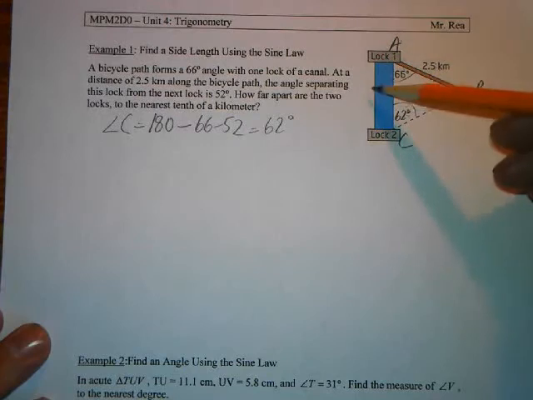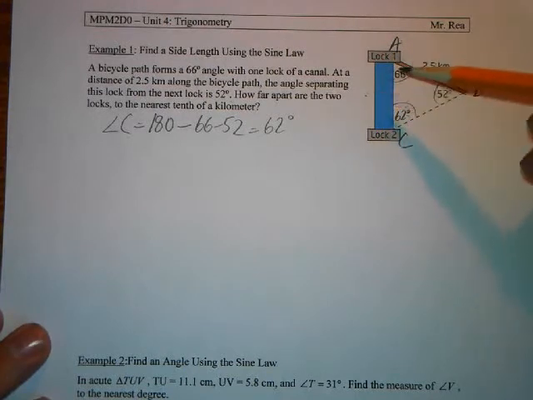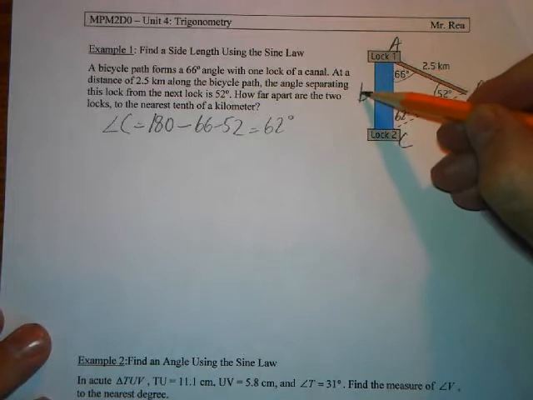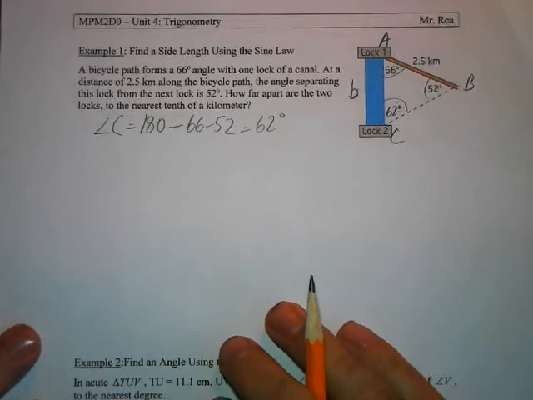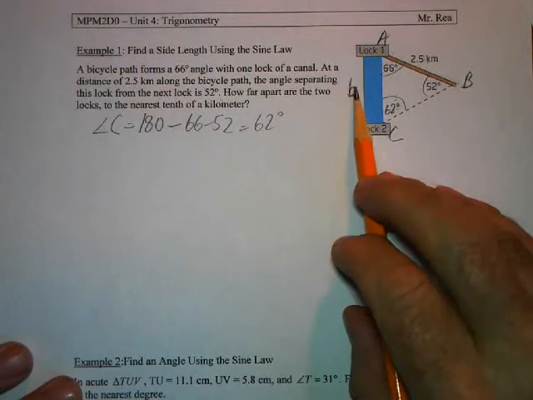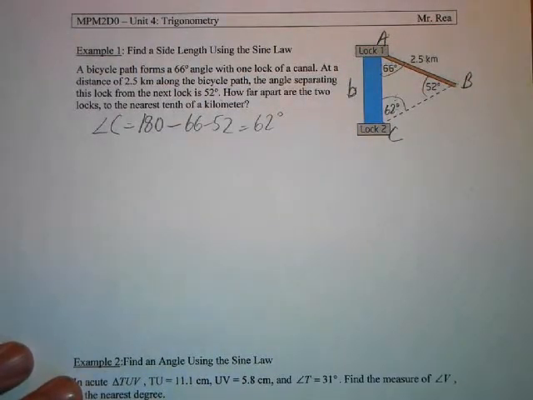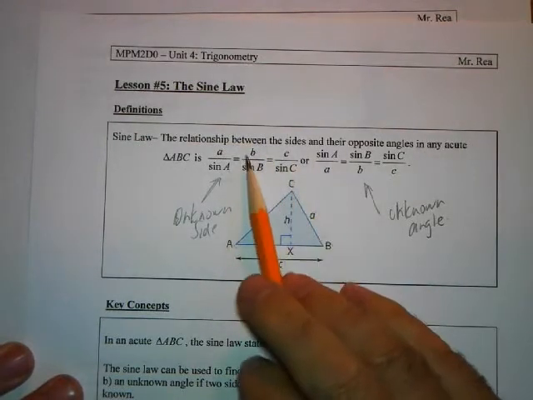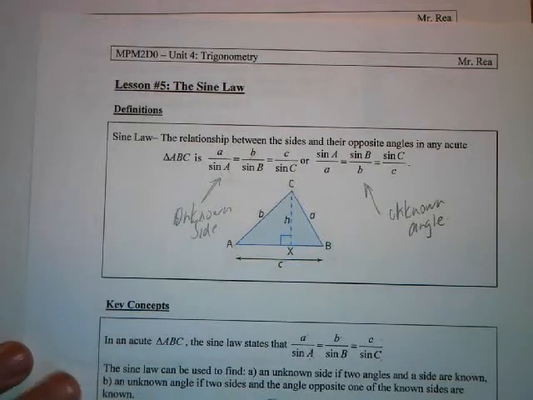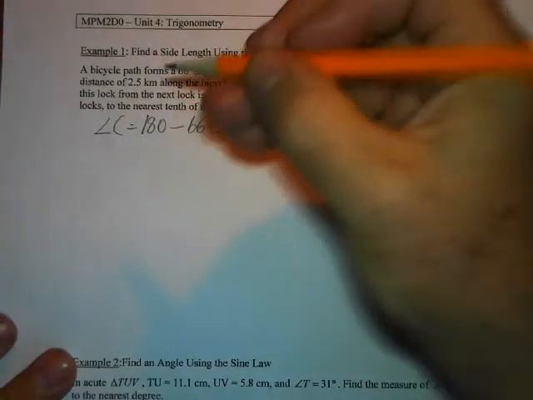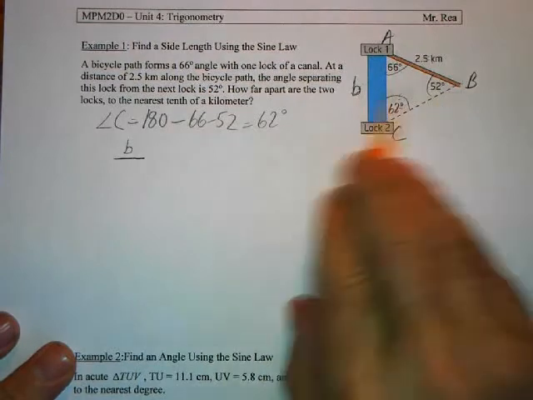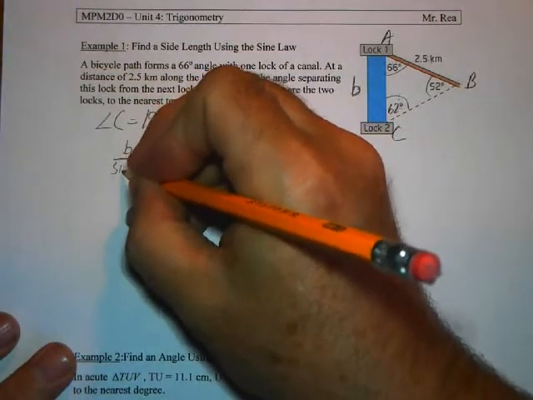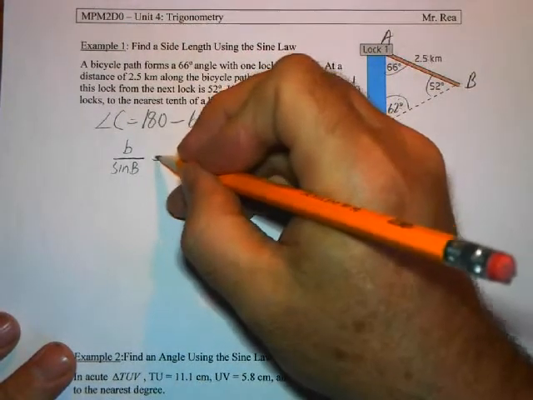The two locks are along here. So I'm looking for this. Now I could call that x, but I'm going to stick with the naming convention. So that would be little b, side b across from angle B. So if I'm setting up my sine law equation, the unknown that I'm trying to get is b. So if you go back to your two choices, I want to use this version because the unknown is on the top. I won't put any numbers in yet, but I'm going to use this ratio here. So b over sine of capital B. This is what I'm trying to get.